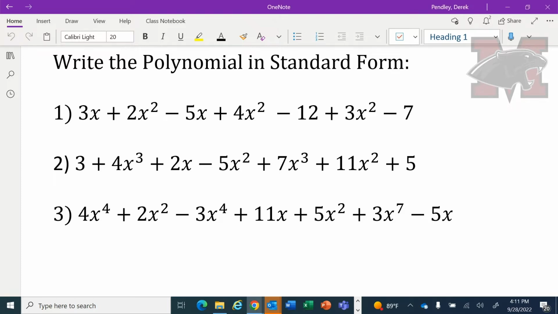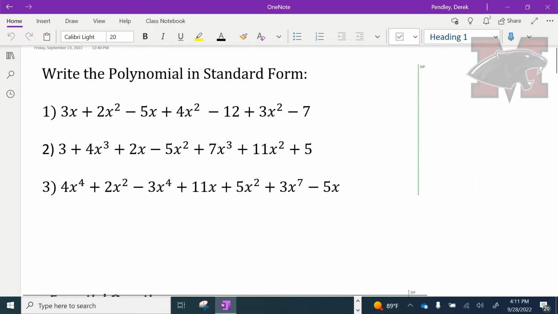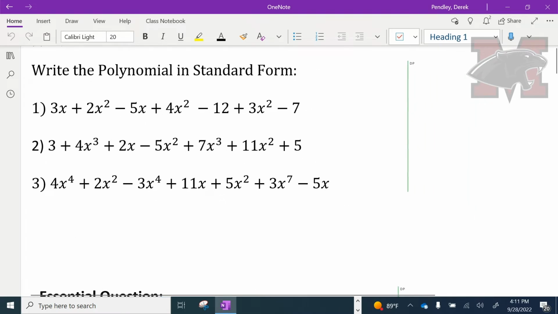All right. Well, let's take a look at the warm up here. First thing I want to do is collect like terms and write it in highest degree. So I'm going to start with the highest degree terms first. I have my x squareds as my highest term. So if I collect those, you can do 2, 4, and 3. So we have 2 plus 4 is 6. 6 plus 3 is 9. So I have 9x squared.